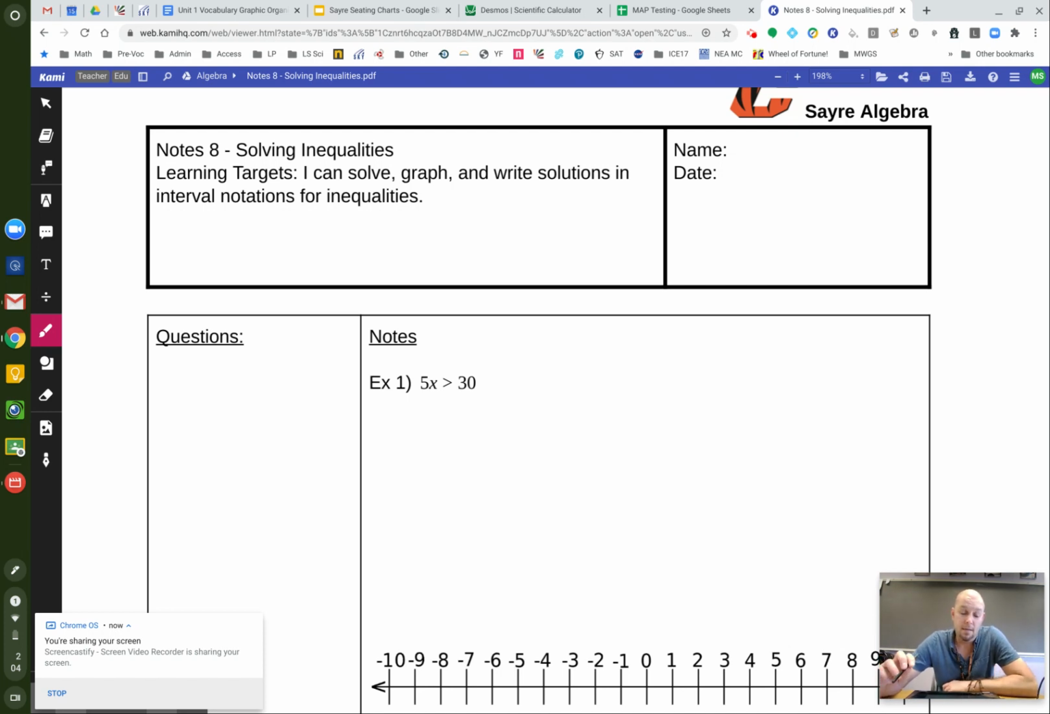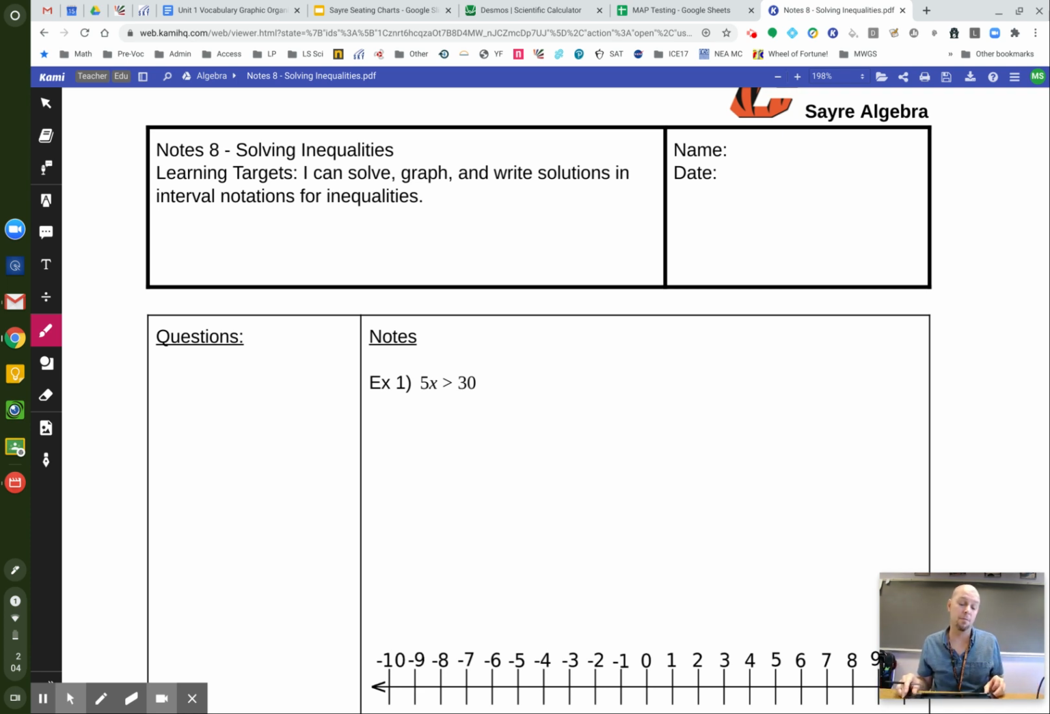Right, so this is notes 8. This is going to be solving inequalities. Previously in class, what we did is we graphed inequalities that were already solved for us. So now we're going to take it one step further and solve these.